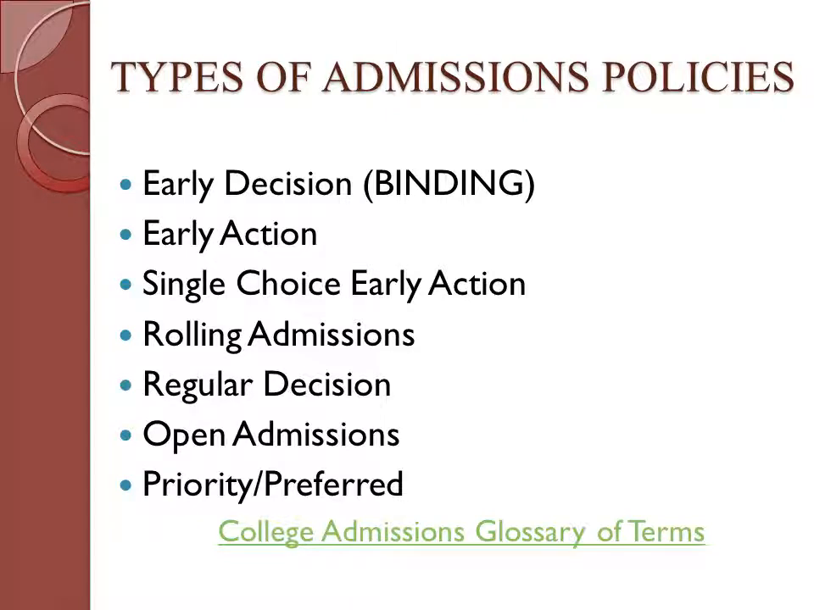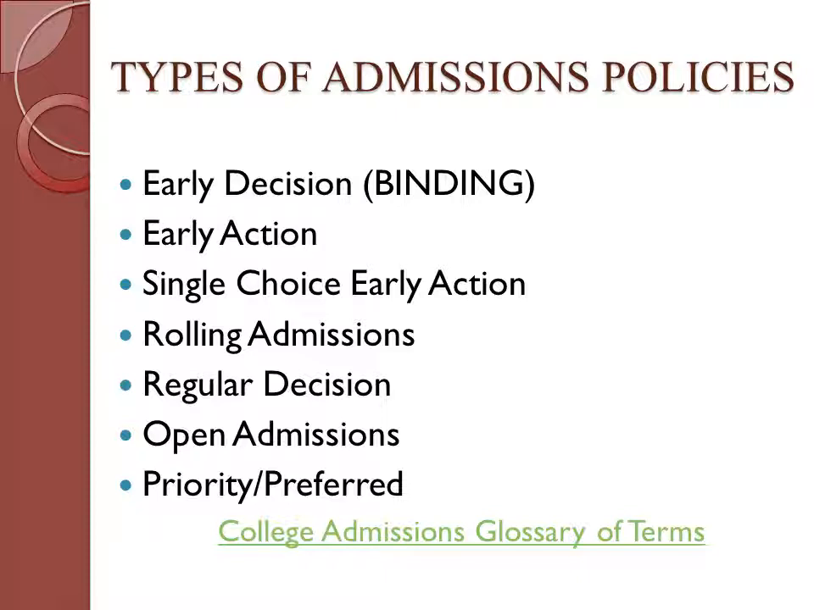Next, we'll talk about the different types of admissions policies. Colleges explain their individual admissions policies on their websites, and not all colleges have every option that we'll discuss here. The first we'll review is early decision. Early decision is when a student must apply to a college early in the fall, and the college replies usually in December or January. If a student is accepted, he or she is obligated by contract to attend that college next fall. Early decision is binding.